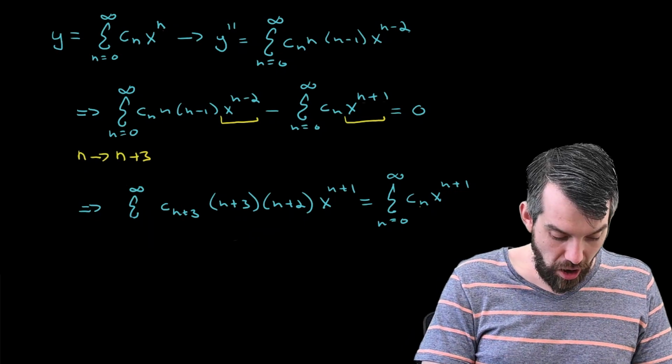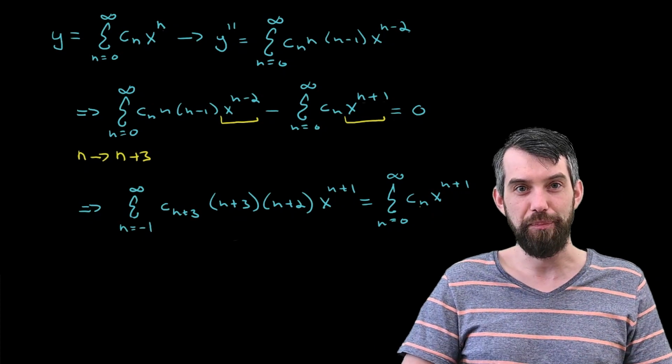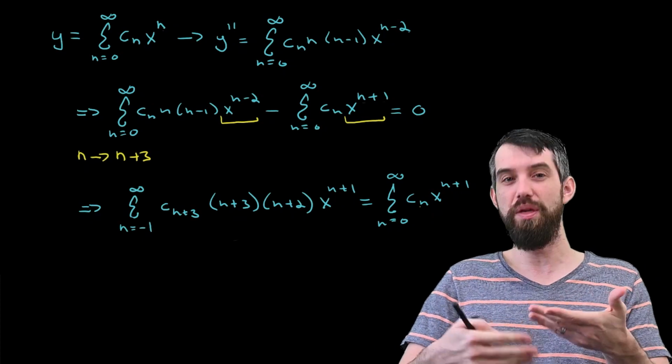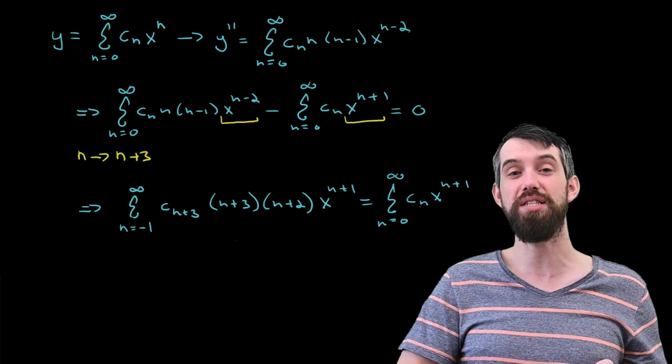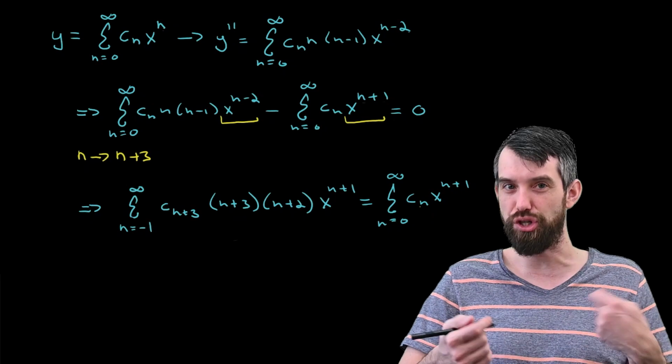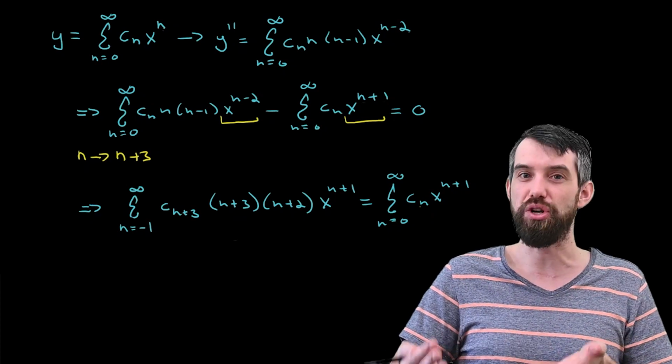So instead, I'll just start this at n equal to minus 1 since the first two terms don't do anything. Then I'm going to note that even with that adjustment we just made, the left sum starts at minus 1 and the right sum starts at 0. So there's an extra term in the left sum. So I'm just going to pull that extra term out so that the two sums start in exactly the same way.